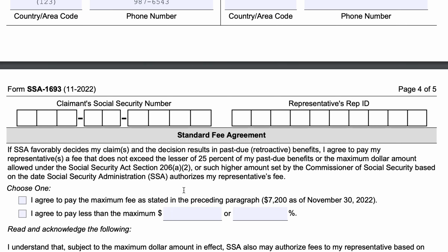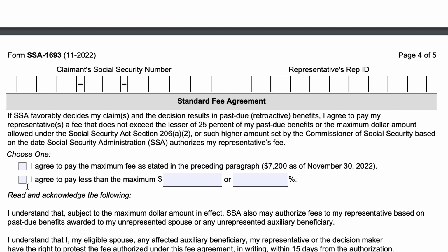So the standard fee agreement, you're going to choose one of these two. Again, your representative should basically outline what it is that you're going to pay. So you're either going to agree to pay the maximum fee, which is $7,200, or you're going to pay a certain flat dollar amount, say $5,000, or 20%, right?